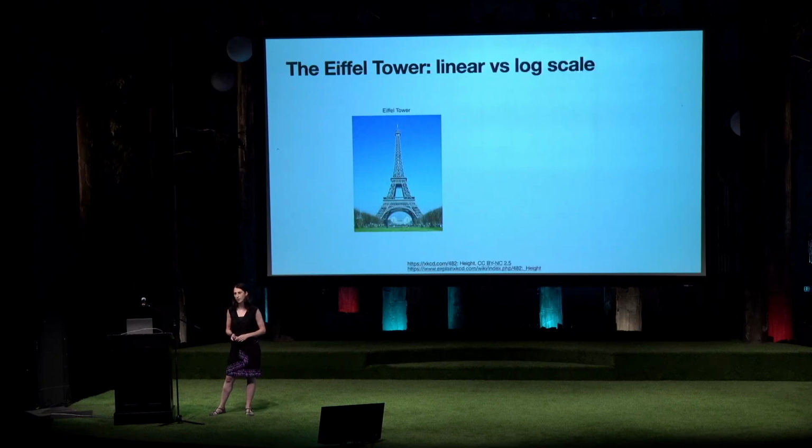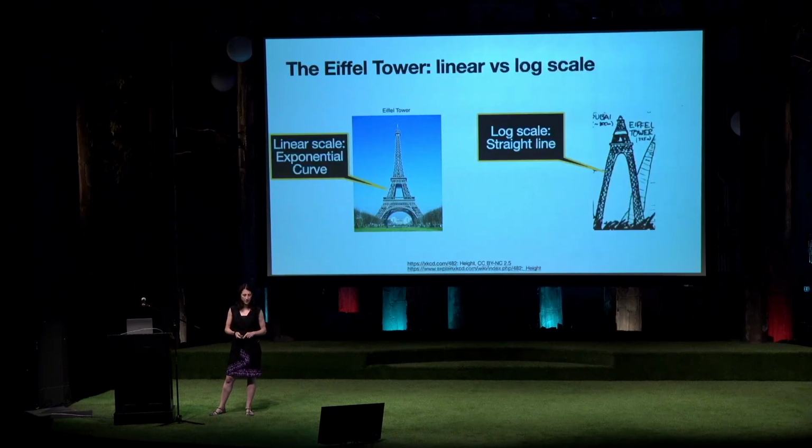The Eiffel Tower, on its sides, is inwardly curved, and that approximates an exponential curve. So on a log scale, it's correctly drawn in this comic. Exponential curves are represented as straight lines, so that's what happens to the Eiffel Tower's sides.